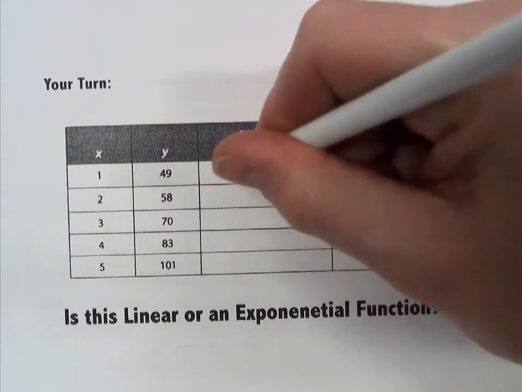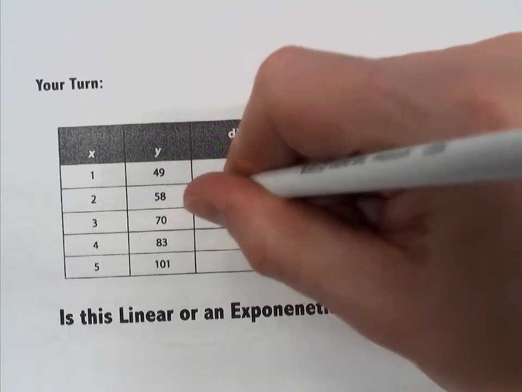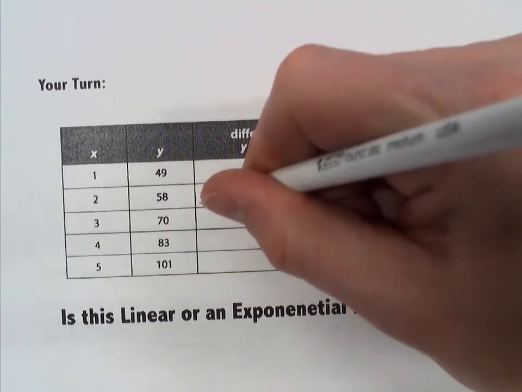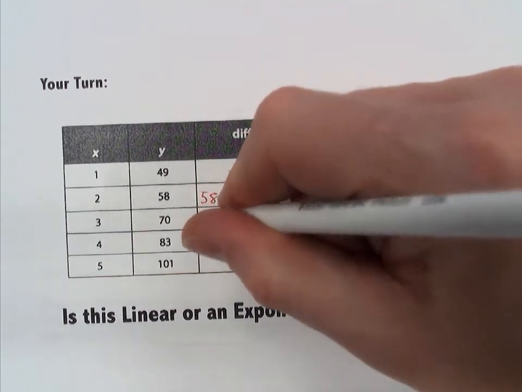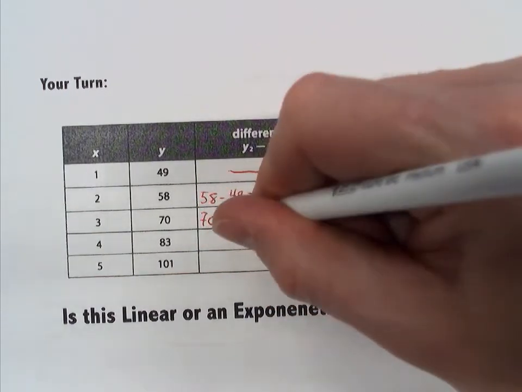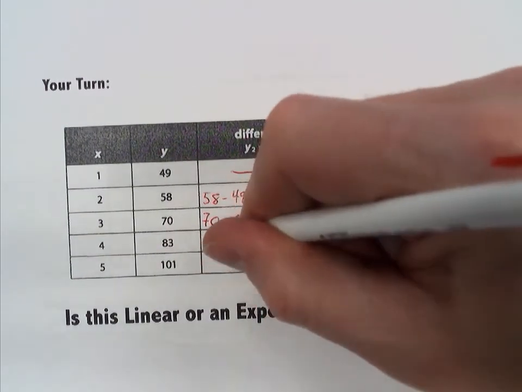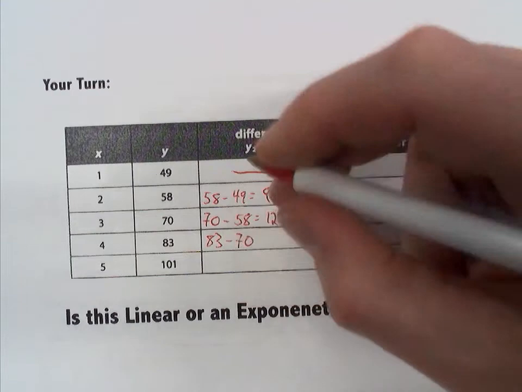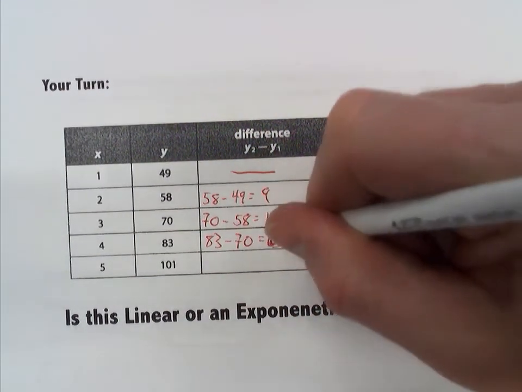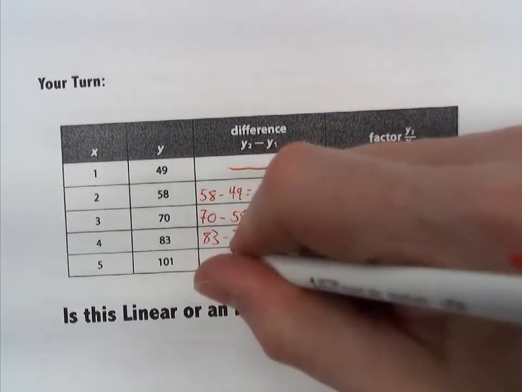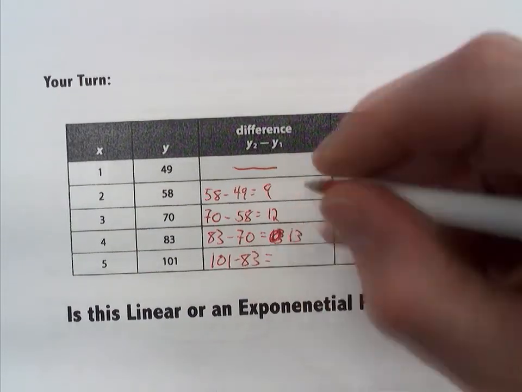So for this one, we have nothing. Here we're going to have 58 minus 49 equals 9. Here we've got 70 minus 58 equals 12. We have 83 minus 70 equals 13. 101 minus 83 equals 18.